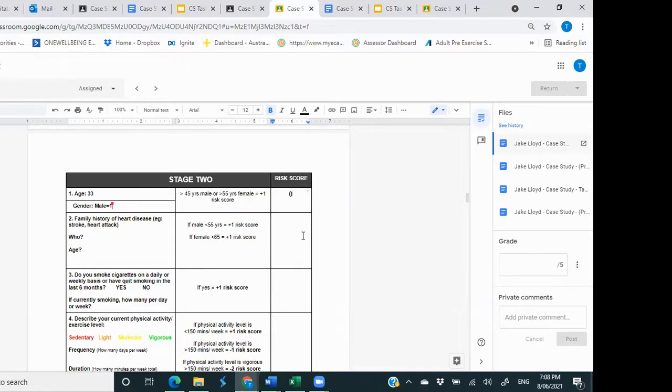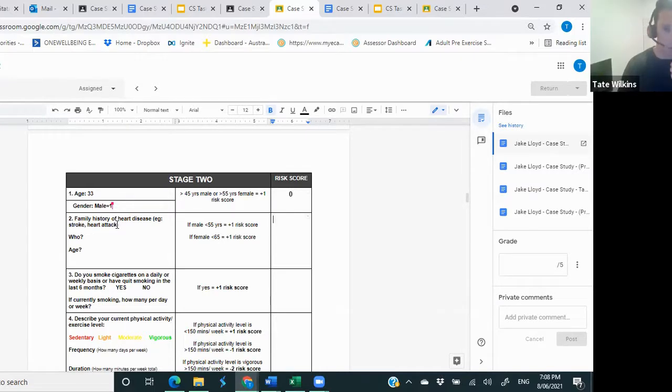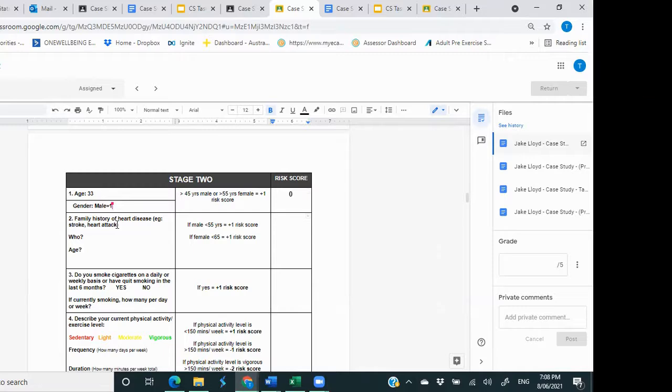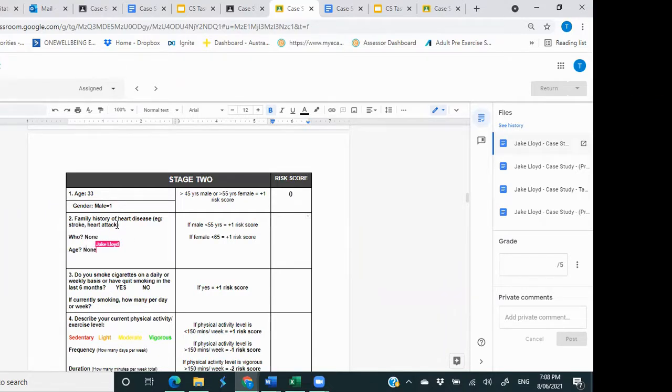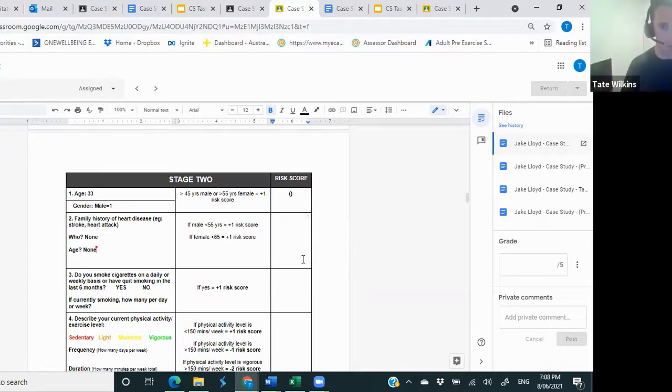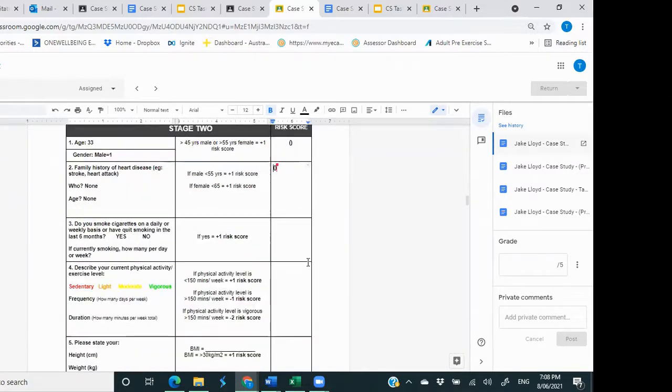Sweet. If you want to go from question 2: heart disease, stroke or heart attack. Luckily, no. So, yep, that would be 0 again. Risk score, yeah, 0. Do you smoke cigarettes on a daily or weekly basis? Or have you quit smoking in the last 6 months? No.